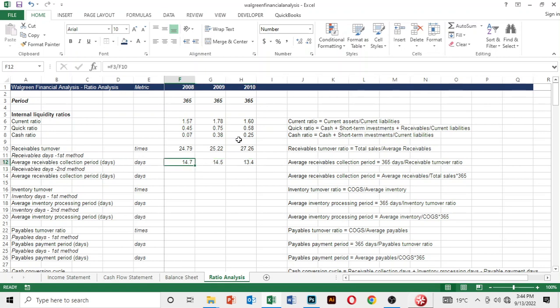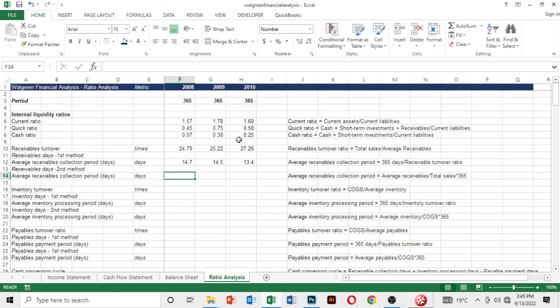So in other words, the company collects money from debtors in about 14 days, or it takes 2 weeks to collect money from our customers. It's those customers who buy on credit. Right, so let's just see the other method.